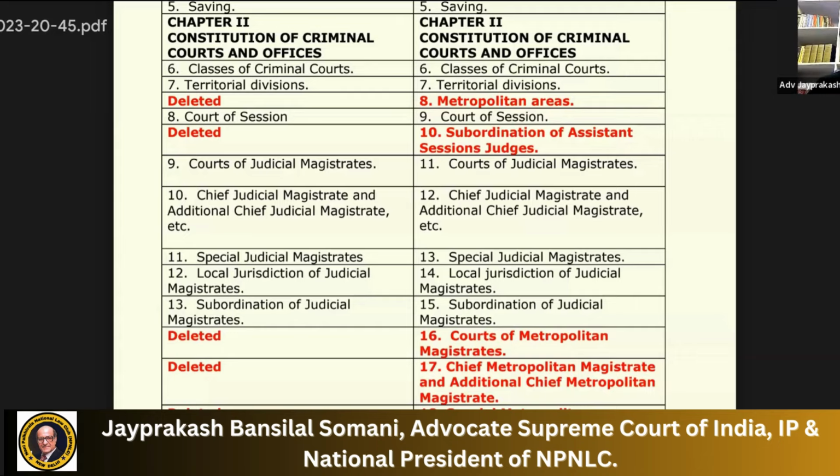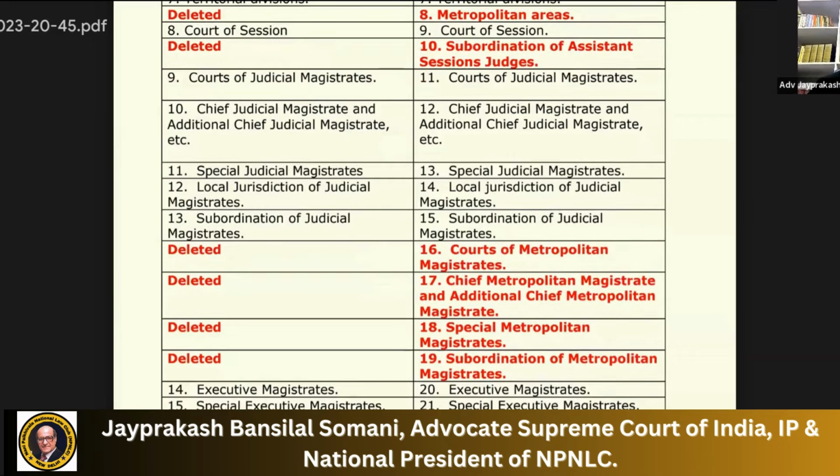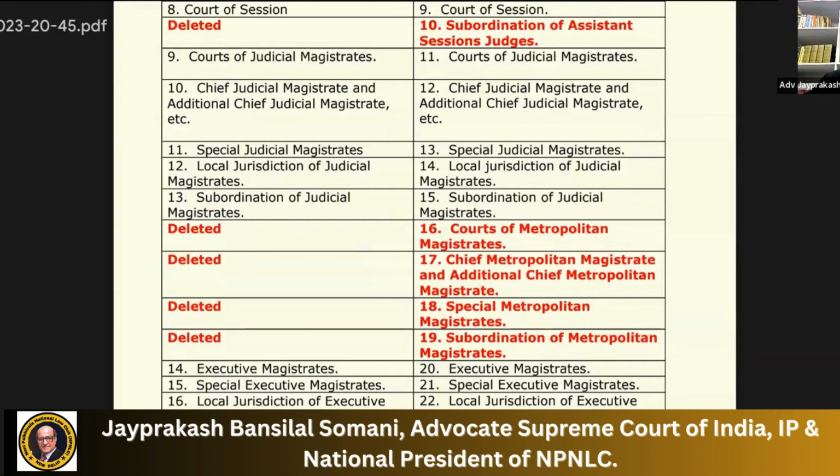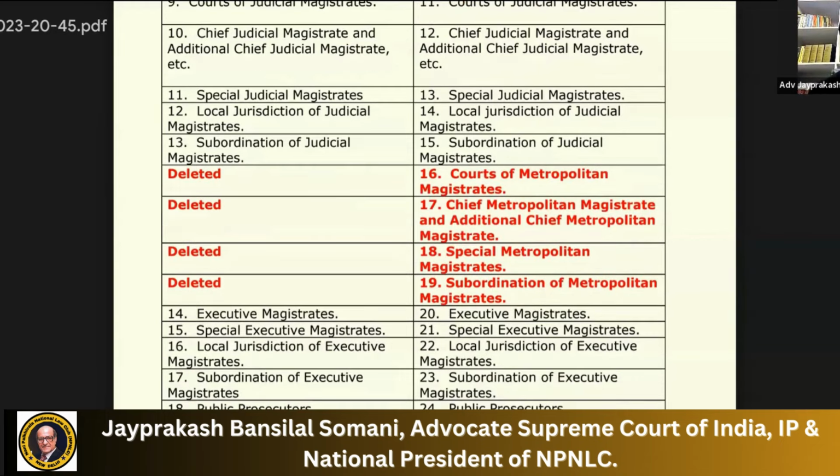Section 11 of BNSS, special judicial magistrates. Its earlier section in CrPC was section 13. Section 12 of BNSS, local jurisdiction of judicial magistrates. Its earlier section in CrPC was section 14. Section 13 of BNSS, subordination of judicial magistrates. Its earlier section in CrPC was section 15.